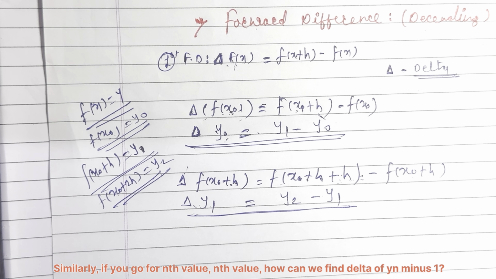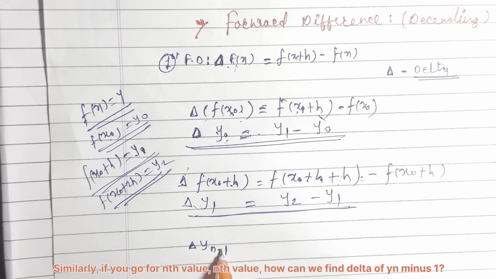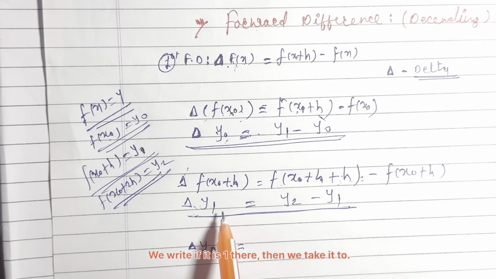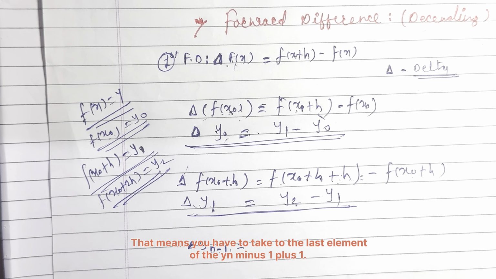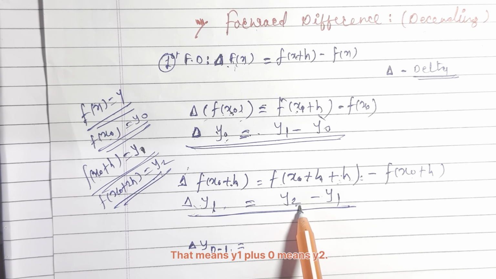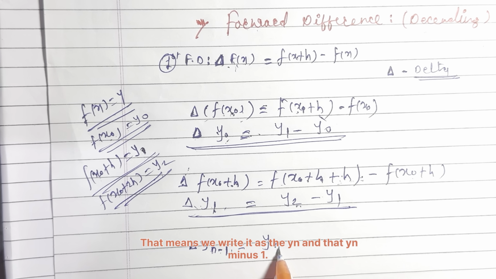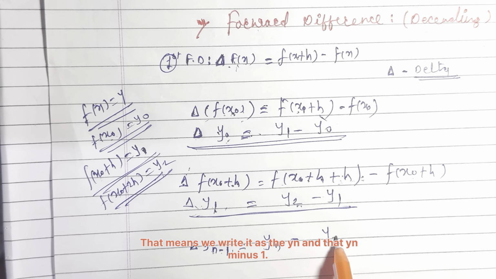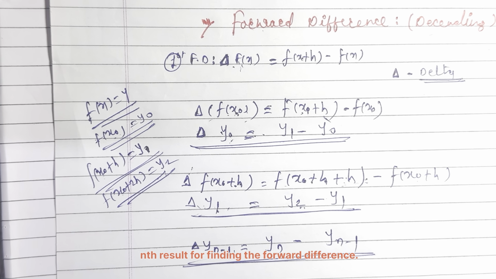So similarly, if you go for the nth value, how can we find delta of y(n-1)? If it is 1 there, then we take it as 2. That means y(n-1) means you have to take to the last element. Y(n-1) plus 1, that means y1 plus 0 means y2; y(n-1) plus 1 we write as yn. So this one is the nth result for finding the forward difference.